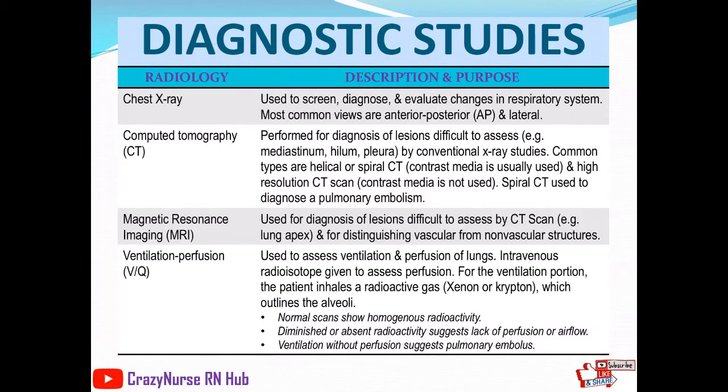Next, we have your ventilation perfusion or your VQ. It is used to assess ventilation and perfusion of lungs. Intravenous radioisotope given to assess perfusion. For the ventilation portion, the patient inhales a radioactive gas, usually xenon or krypton, which outlines the alveoli. So for the results, normal scan shows homogeneous radioactivity. Diminished or absent radioactivity suggests lack of perfusion or airflow. And ventilation without perfusion suggests pulmonary embolism or embolus.